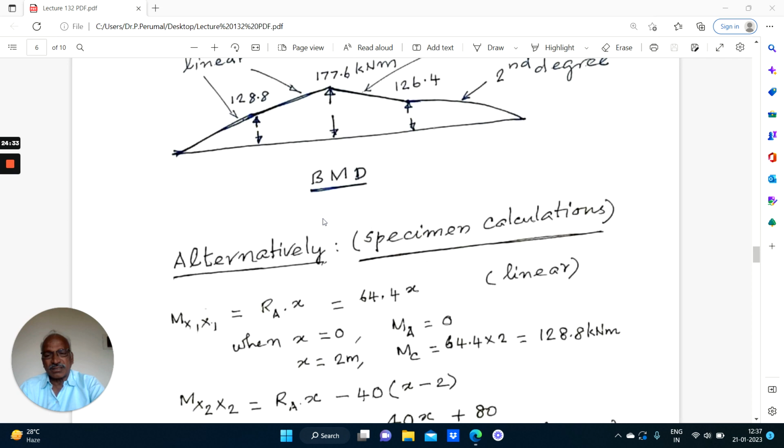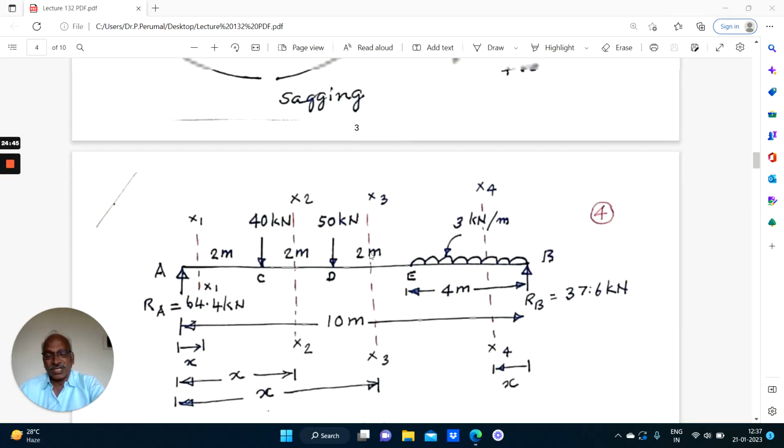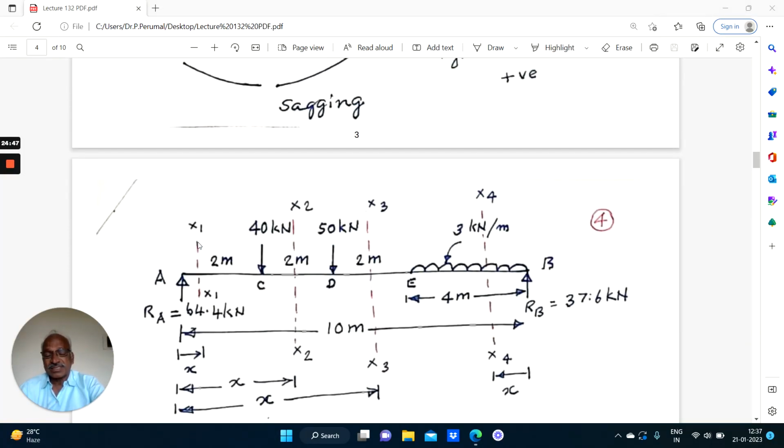But how is it a linear variation? You will have the doubt now. So this is the alternative calculation. This need not be done. Only for explaining the procedure. Right. Now here, section X1, RA into x. RA, measuring x from the left, RA into X equal to 64.4 into X.